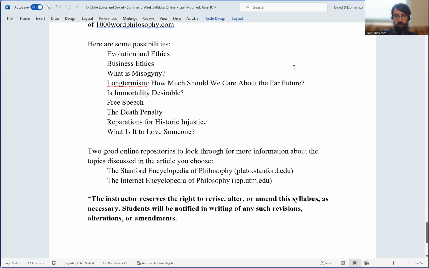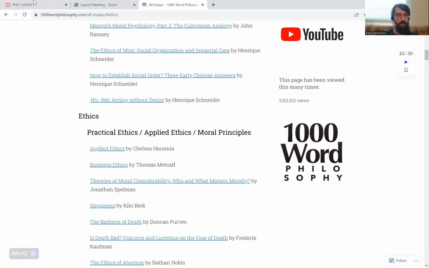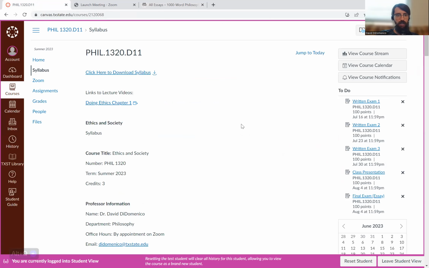All right, so let me stop sharing the syllabus. And now I'm going to go back and share Google Chrome so that you can see our Canvas page. Here's what our Canvas page looks like. Right when you log into Canvas, it should take you to the home page or the syllabus page. I don't know which one it is, but it's going to look like this. You can download our syllabus there. The links to the lecture videos will be available right underneath.